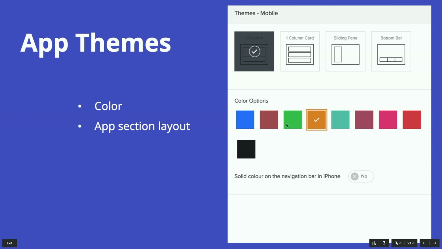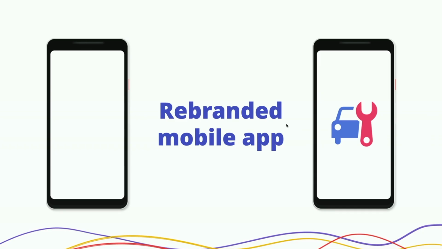So that's about app themes and sections. There is one thing about mobile applications that's crucially important, and that's rebranding, right? Building a mobile application is great, but you want to be able to put your brand onto your users' mobile devices. That's something we call rebranding, and that too is available here.